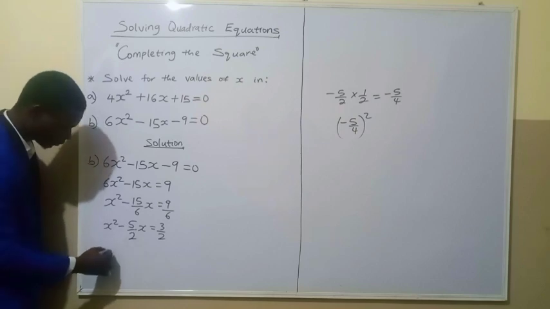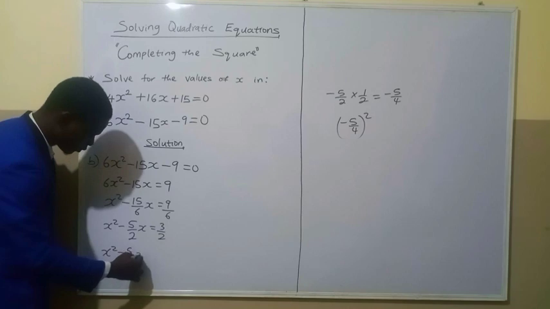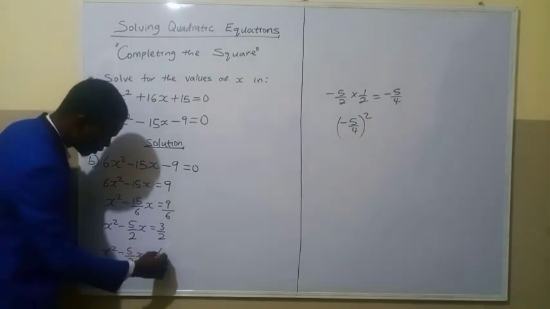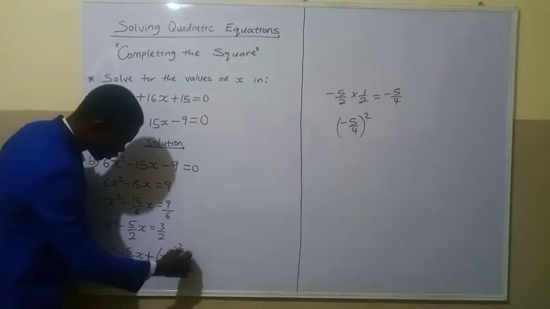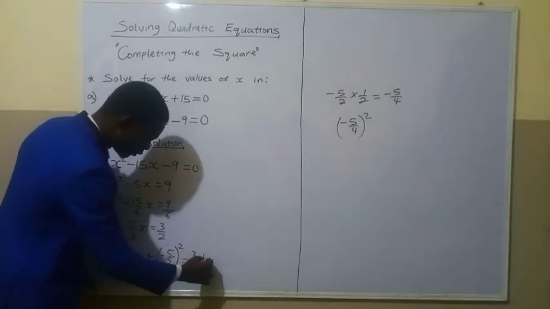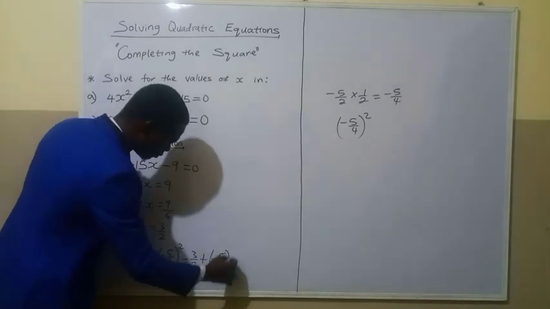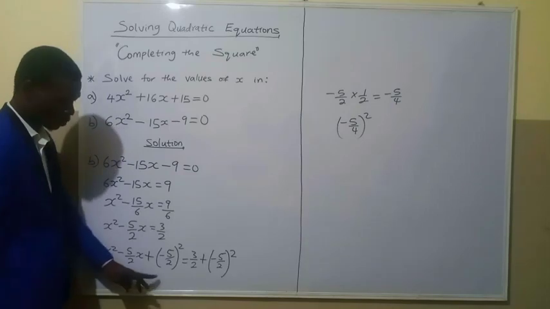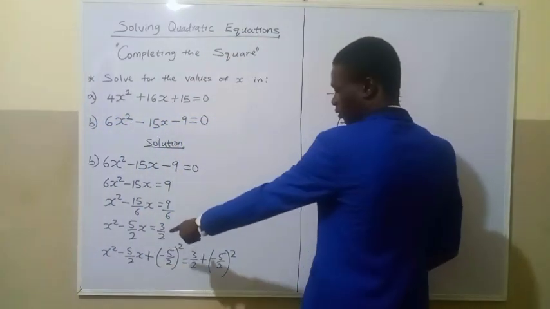So I'll be having x squared minus 5 over 2x plus, then we open a bracket, negative 5 over 2 being squared, equal to 3 over 2 plus, like before, negative 5 over 2 being squared. So having gotten to those points, now the next thing I need to do is to complete the square on the left hand side and then evaluate the right hand side. So for me, try to complete the square on the left hand side.